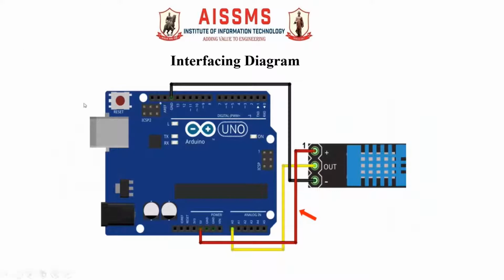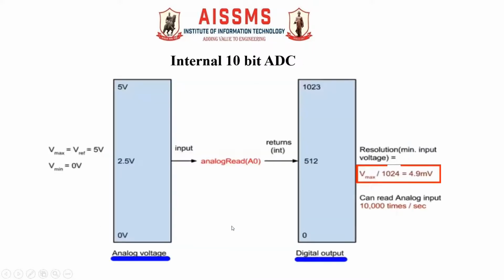This is the interfacing diagram in which these three terminals of the sensor, that is VCC, ground and data out, are connected to the Arduino Uno board like this. Pin number 1, that is the positive, that is VCC, is connected to 5 volt of the Arduino. Then negative, that is black terminal, is connected to the ground pin of the Arduino, and pin number middle one, that is the data pin, is connected to A0 pin, that is analog input of the Arduino Uno.